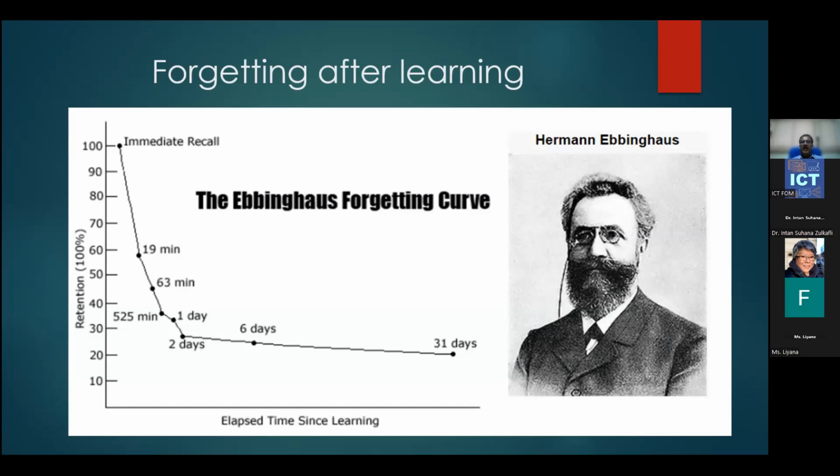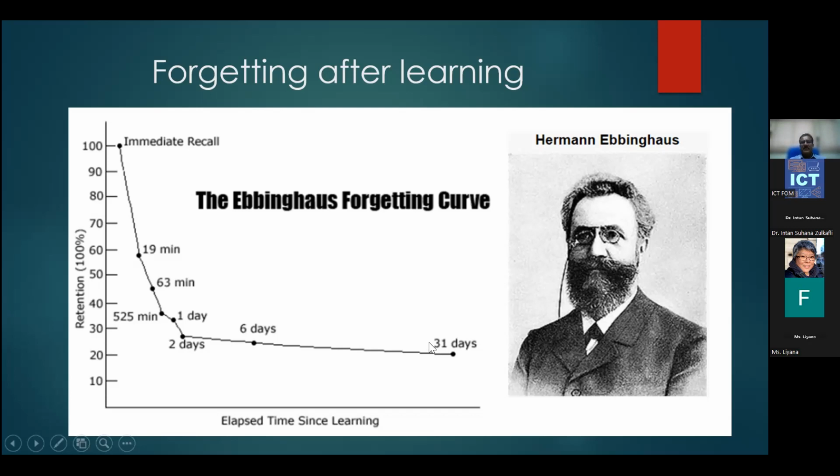And this has been documented by one of the scientists, Hermann Ebbinghaus, where he charted a graph known as the famous Ebbinghaus forgetting curve. Immediately after you give them information during the lecture, usually the recall is about 100%. And then within like 19 minutes, it's only half. And if you ask them the next day, most of them can remember only like 30 over percent. And after a day or two, after a week, it is almost like 20 over percent.